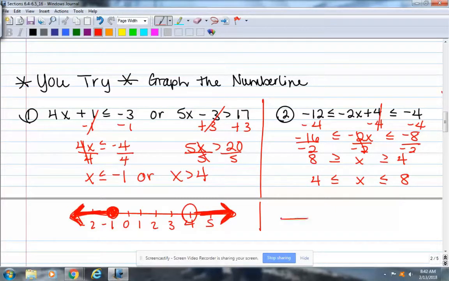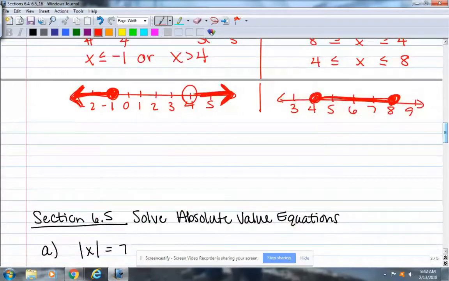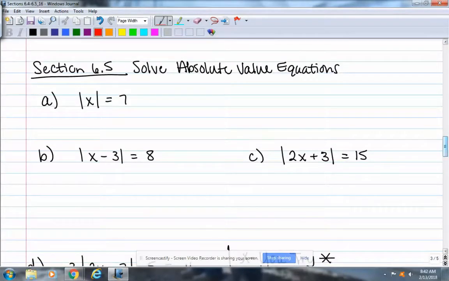Where do we shade? 3, 4, 5, 6, 7, 8, 9. Does 4 get an open circle or a closed circle? What about 8? And I shade in the middle. So raise your hand if you got that one right. Any questions? Good job. All right, that is all for compound inequalities.